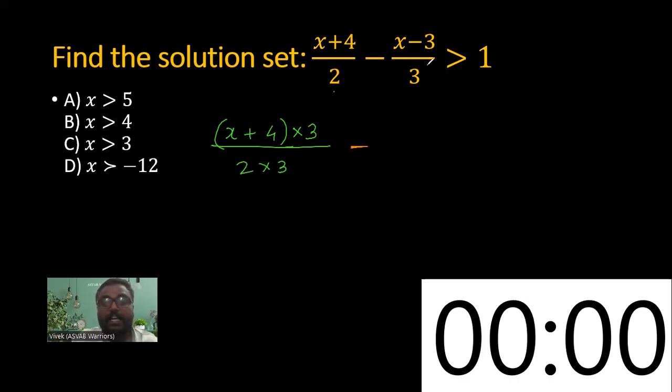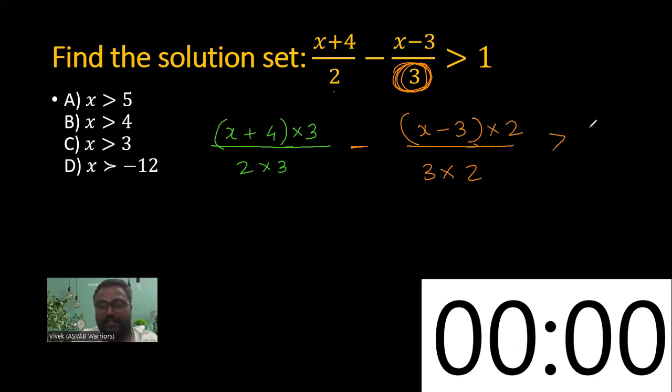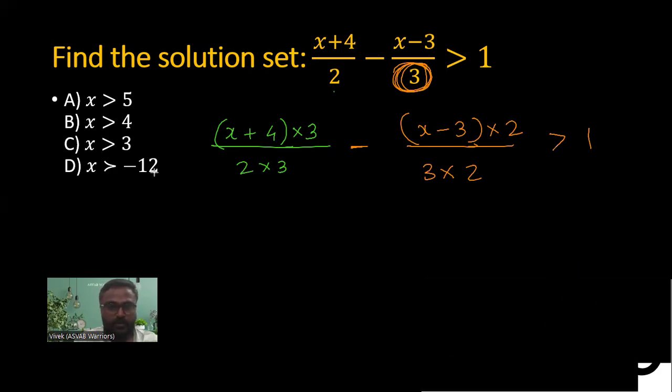Now subtract it. Now I have to convert this 3 into 6. So what will I do? I will multiply this with 2, because I took this number 2 on my own. Just to balance that, I need to multiply the numerator with 2 as well. And this 1 remains as it is. Let us solve it further. There we go.